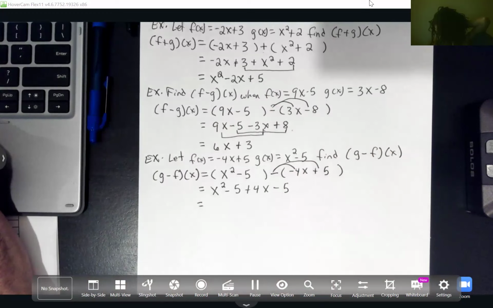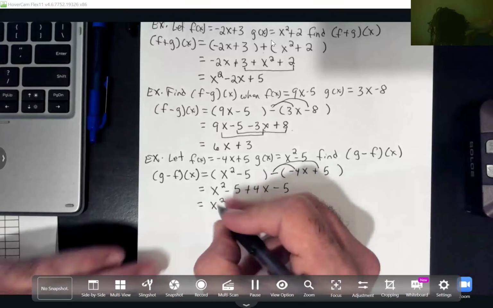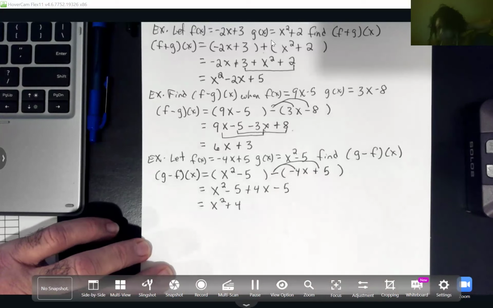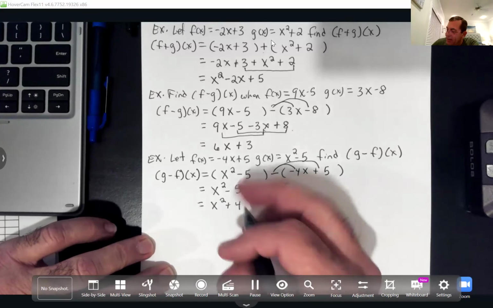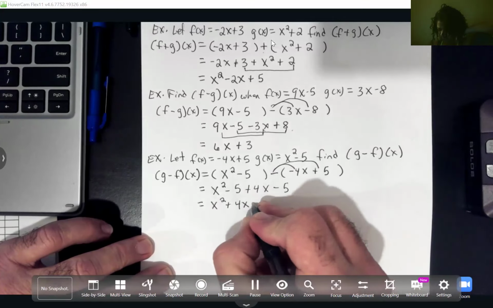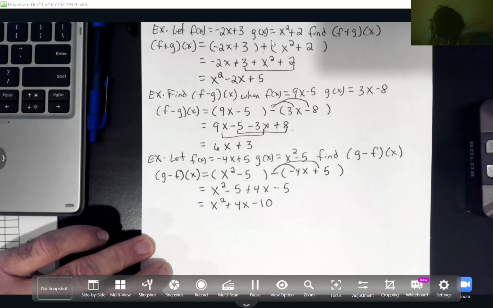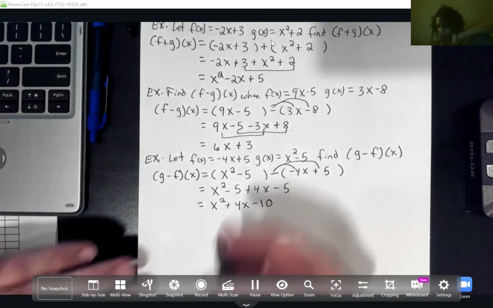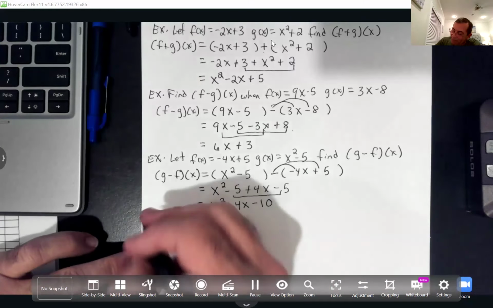X squared plus 4 minus 10. Oh, you're so perfect. But what was behind this 4 you said? You said squared, but I think you just meant the x. 4x. I mean, x squared plus 4x, because remember, minus 4x didn't have no like terms, so we just brought it down. And then minus 10. Perfect. Negative 5, negative 5, negative 10. Good job.